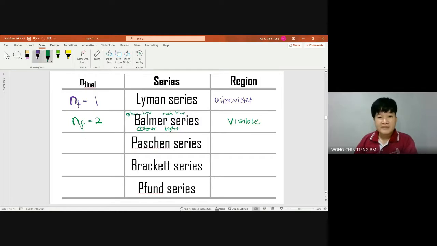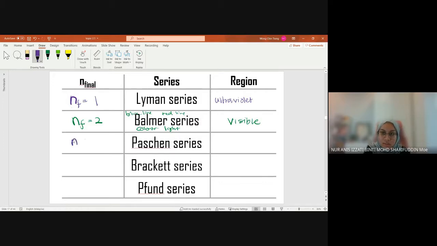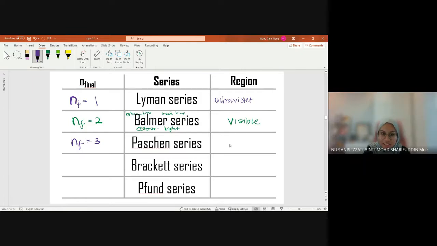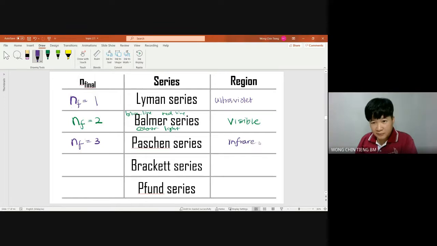Okay, next, Pascal, Anis, Anis Izzati. And final equals to 3. Region sayang? Infrared. Sama, saya still prefer kamu tulis infrared rather than IR. Saya tahu certain buku, certain nota, certain cikgu ajar guna IR. I still prefer tulis panjang. Okay? Alright. Alah, satu perkataan je, satu markah weh benda tu. Takkan nak tulis IR je kat saya.